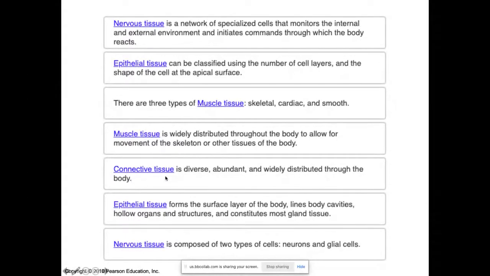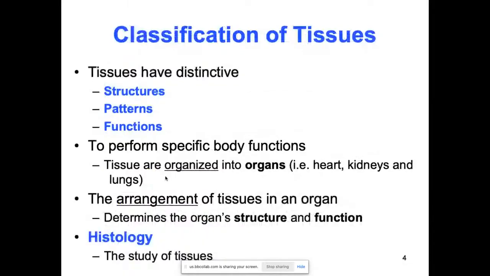Under connective tissue, things that connect things together: ligaments, cartilage, bone, that's all connective tissue. The different types of cartilage. Blood is even considered connective tissue, believe it or not. Whether it's white blood cells or red blood cells, it's still connective.